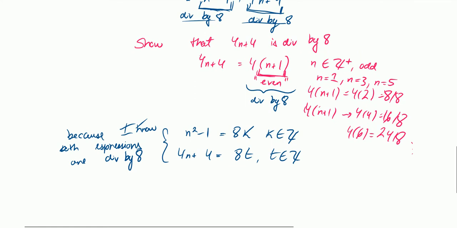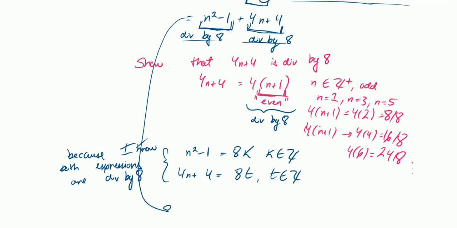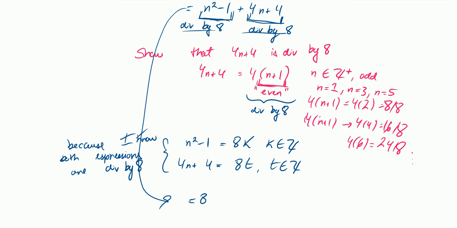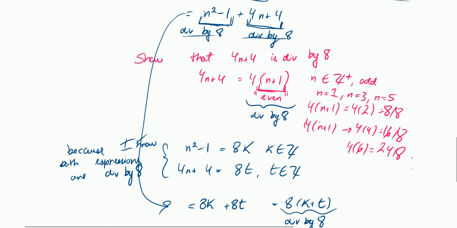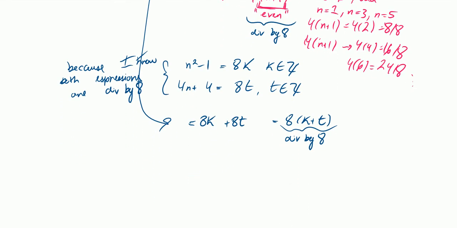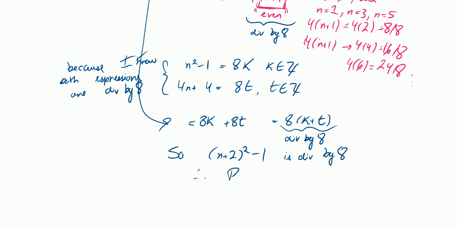Now this here is going to become 8k plus 8t, which you can see is 8 times k plus t. And so all of this expression is divisible by 8 because it has 8 as a common factor. So that means that n plus 2 squared minus 1 is divisible by 8. Therefore, P of n plus 2 is true.